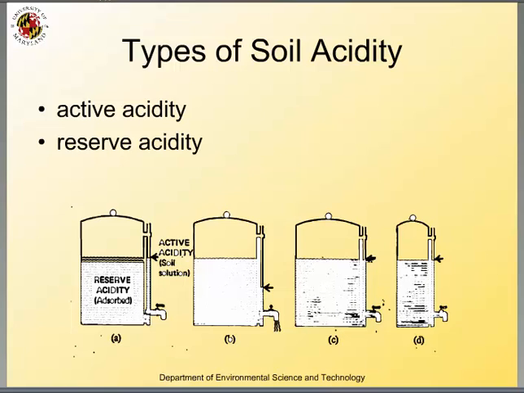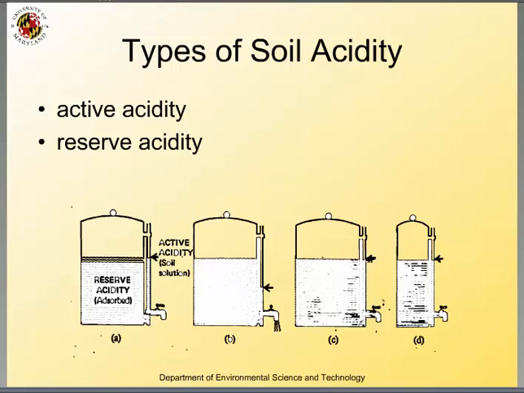All right, let's go back and talk about acidity again. First of all, we distinguish between 2 types of acidity in soil, active acidity and reserve acidity. Active acidity is the hydrogen ion and aluminum ion in the soil solution, okay? But reserve acidity is the hydrogen ion and aluminum ion on exchange sites.